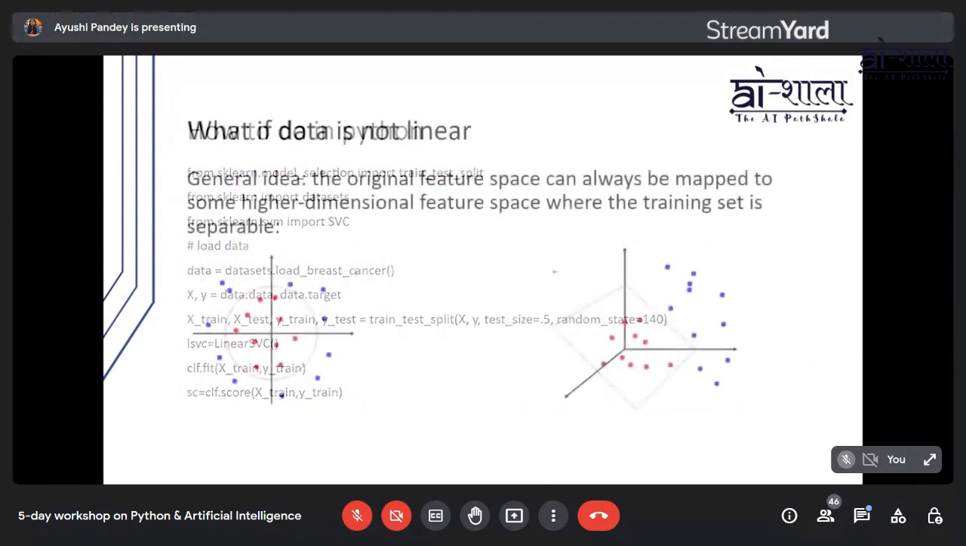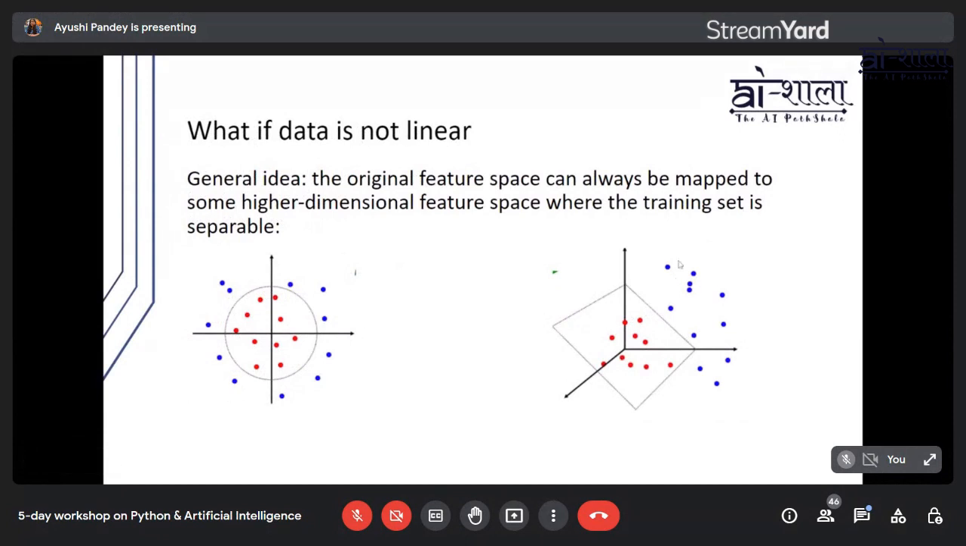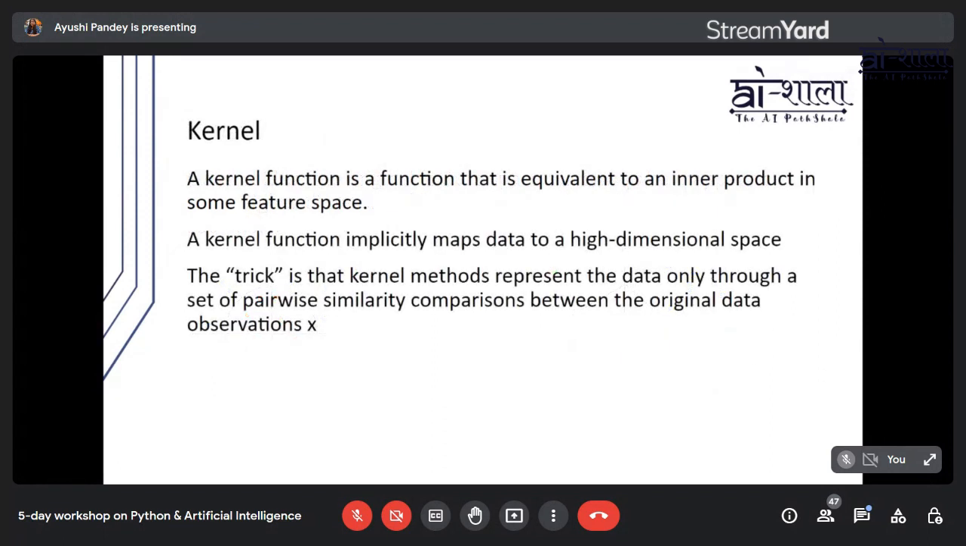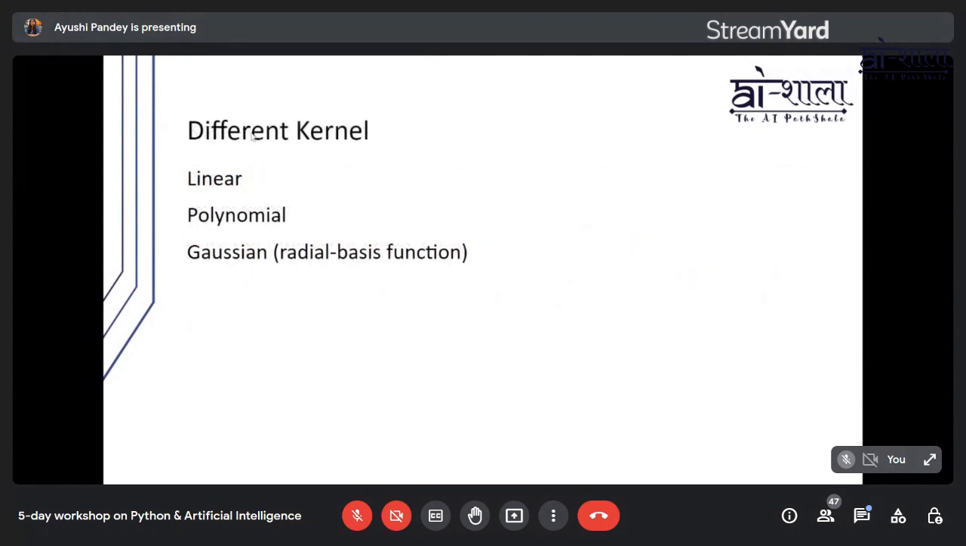It is in the form of a circle, or it's a 3D plane, and we are trying to separate the data, but it is not separable by a single hyperplane line. So what happened? We use a kernel. A kernel function is a function that is equivalent to an inner product in some feature space. The trick is that the kernel method represents the data only through pairwise similarity comparisons between the original data observations. So we have different types of kernel: linear, polynomial, Gaussian.